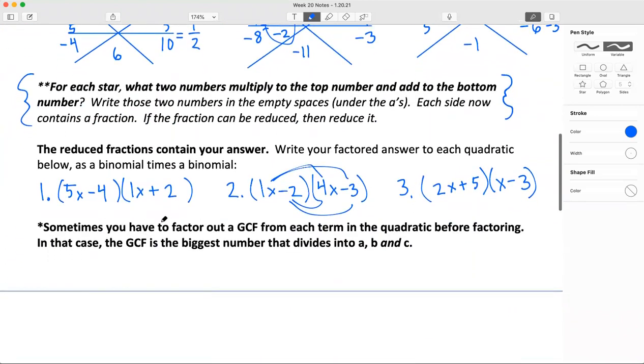Now, sometimes you have to factor out a GCF from each term in the quadratic before factoring. In this case, the GCF is the biggest number that divides into A, B, and C. We learned that before, but we will cover that in the next video.